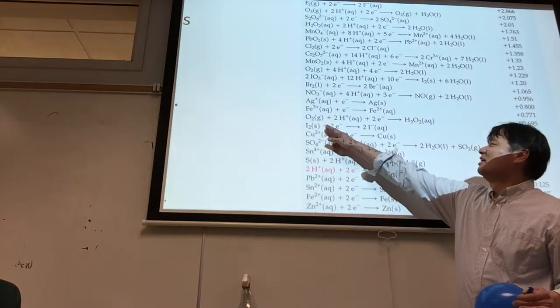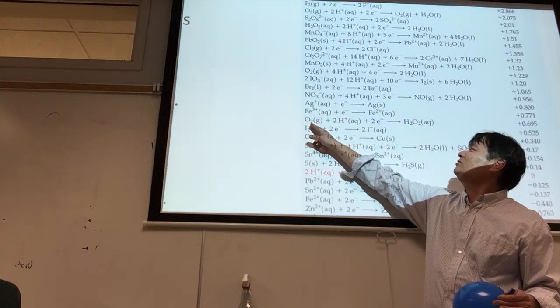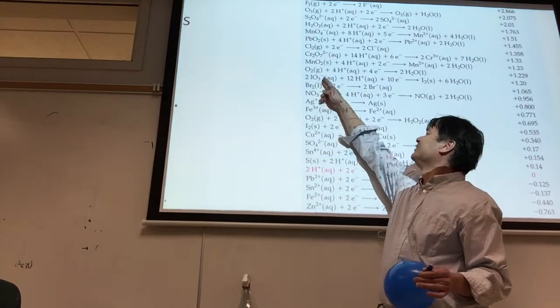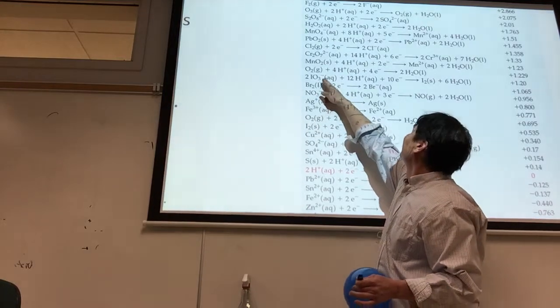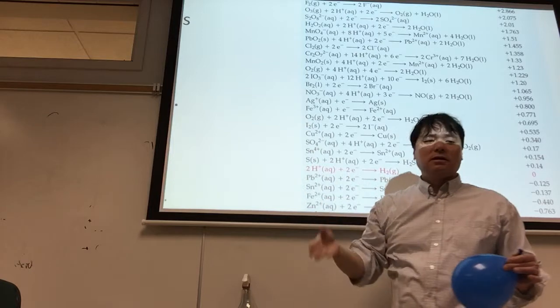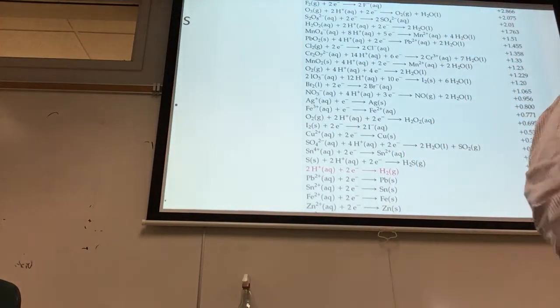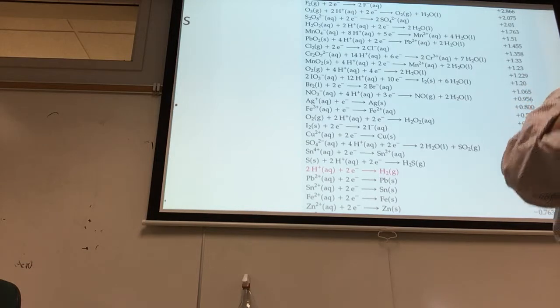And so oxygen, look at oxygen. It's way down here. Actually, oxygen's up here too. This is one we use, O2 gas here. And so is oxygen a powerful oxidizer? Well, it's mid, right? It's in the middle.